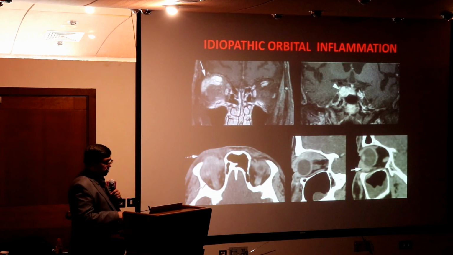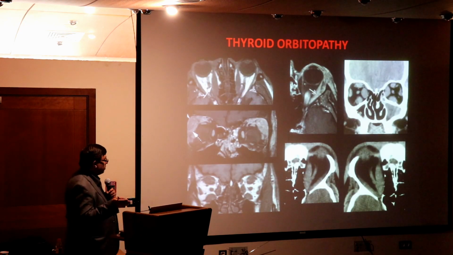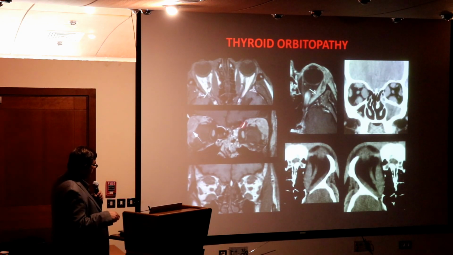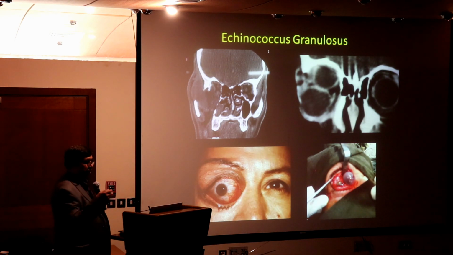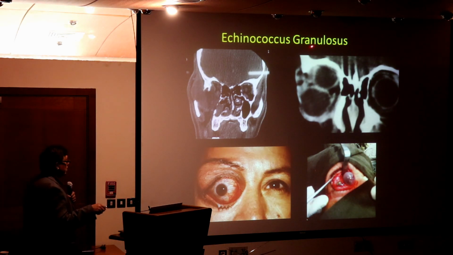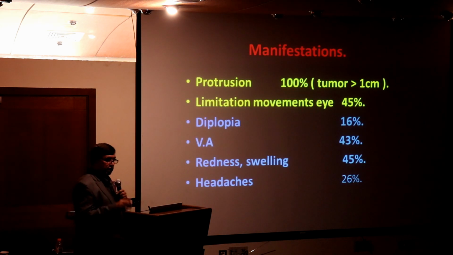Another case of idiopathic orbital, just like a tumor. Tolosa-Hunt syndrome, optic neuritis associated with others, with scleritis and others. Thyroid Graves' disease with the enlargement of muscles. Again, this is systemic disease. And last, one of the rarest pathologies is to have echinococcus granulosus in the orbit. It can go anywhere. So we have seen the broad spectrum of the pathology in the orbit. Please.